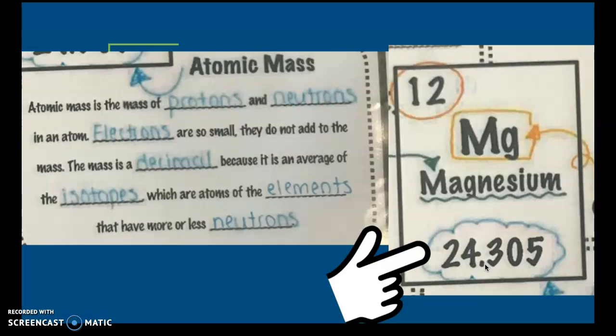The mass is a decimal because it's an average of the isotopes, which are the elements that have more or less neutrons. So we don't need to talk about isotopes for the purposes of 8th grade science, but it's something you'll hear again. Isotopes happen when we have a different number of neutrons in the nucleus of our atom.